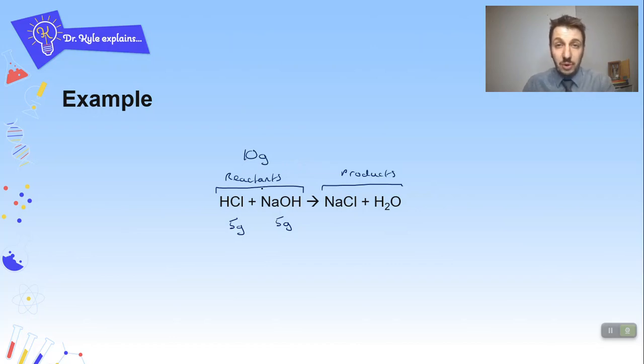And so what the law of conservation of mass states is that if there are 10 grams on the reactant side, there must be 10 grams made on the product side. Now, what we don't know is how much is made or how much is distributed. So, for example, it could be 5 grams and 5 grams again, or it could be something like 8 and 2 grams, or it could be something like 9 and 1 gram. But the total mass has to equal the same amount on this side of the equation.